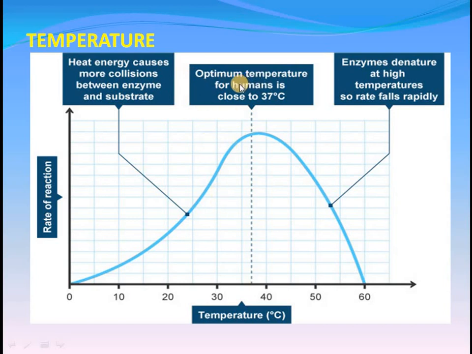The optimum temperature for humans is close to 37 degrees Celsius. You can see that the graph is at its peak here, which is the optimum temperature. But after passing the optimum temperature, when there is a further increase in temperature, it makes the enzymes denature. As mentioned here, enzymes denature at high temperature, so the rate of the reaction falls rapidly. As you can see, the graph shows that the rate falls rapidly.